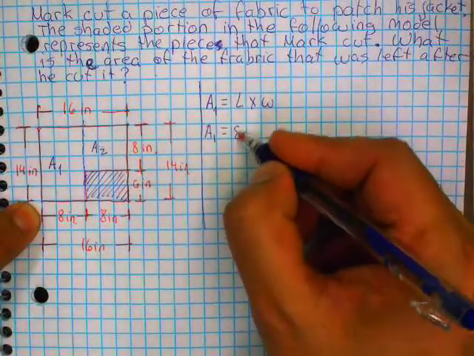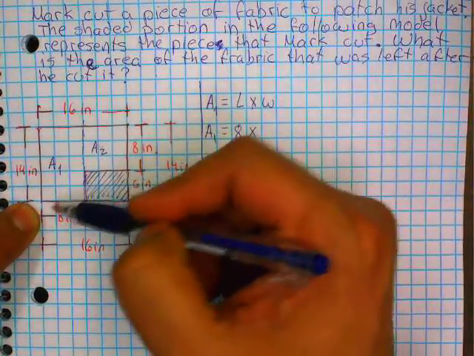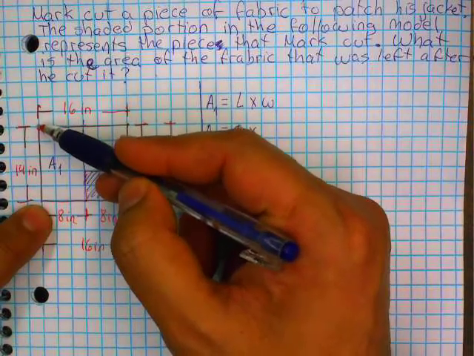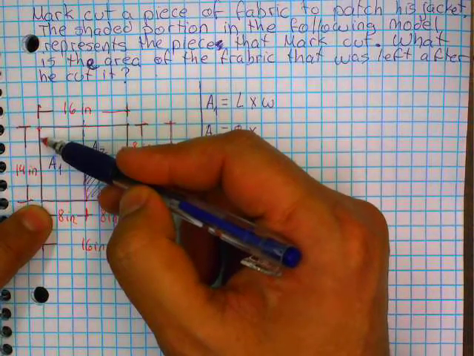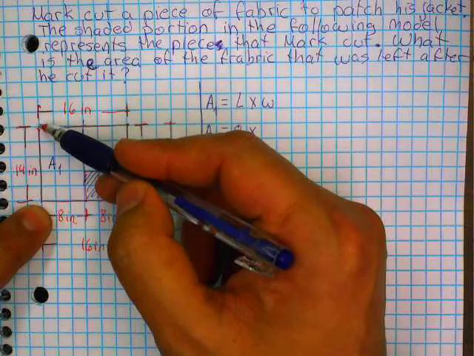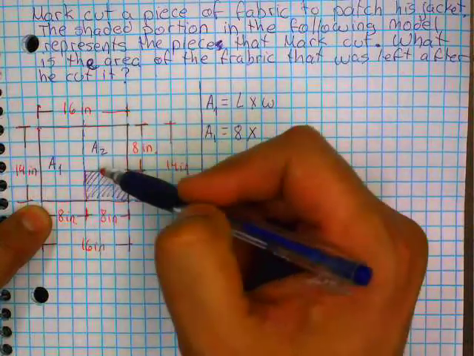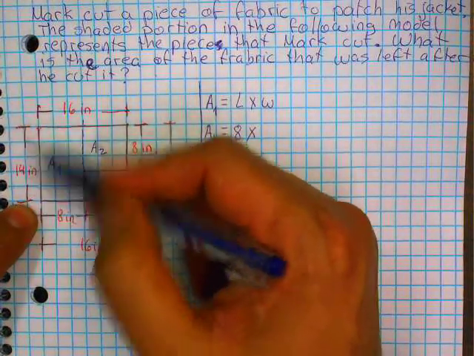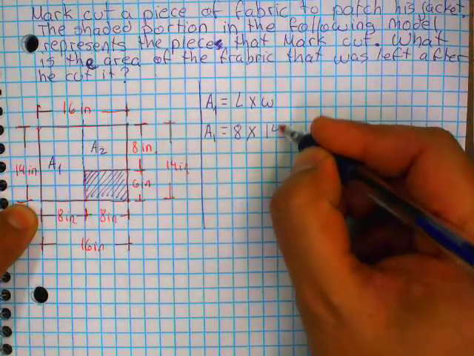So the length is 8 times. What's the width of area 1? Did I cut this part? 14. Did I cut it? Yes. Did you cut it? No. So I can use the whole thing. So it's 8 times 14.